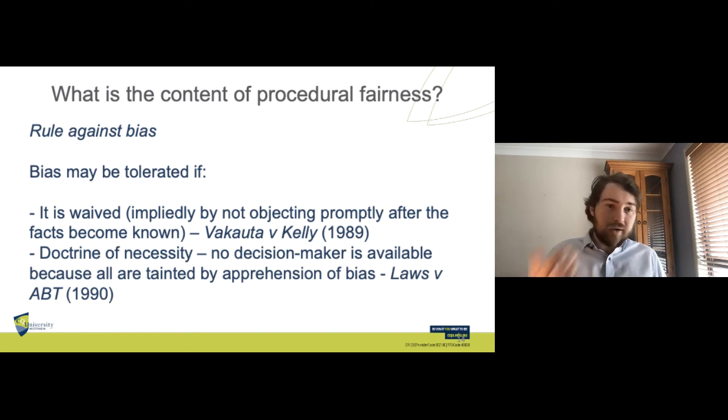So the court said, well, they have to make a decision anyway, and we just have to trust that they will do so in the right way, because we can't refer this to some other decision maker because they're all tainted by this same apprehension of bias. So where no decision maker is available who isn't tainted by that bias, then it's necessary for them to still make the decision anyway. And so the rule against bias would be permitted under those circumstances.